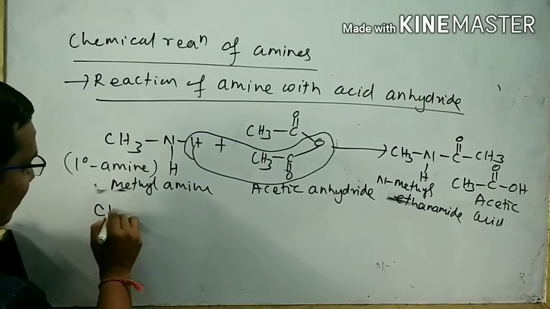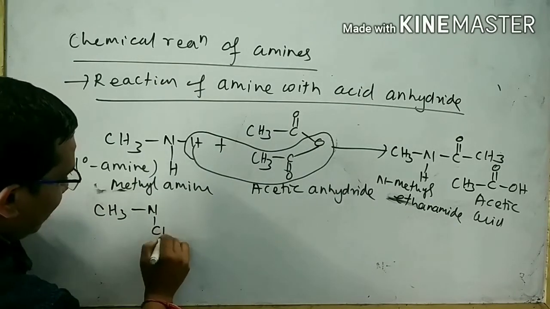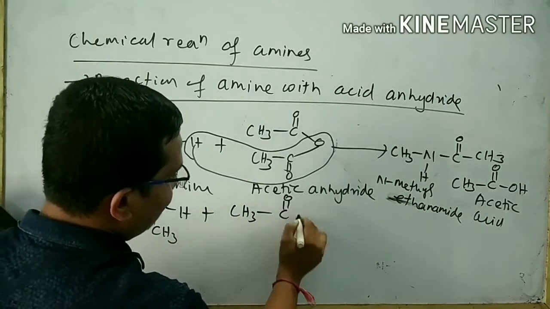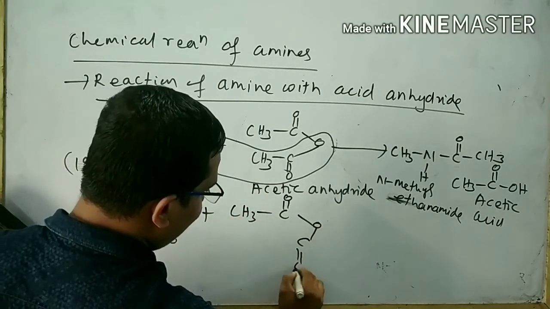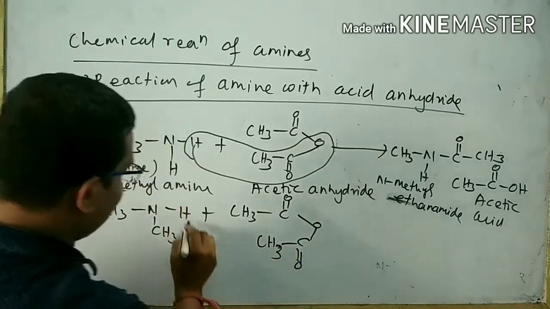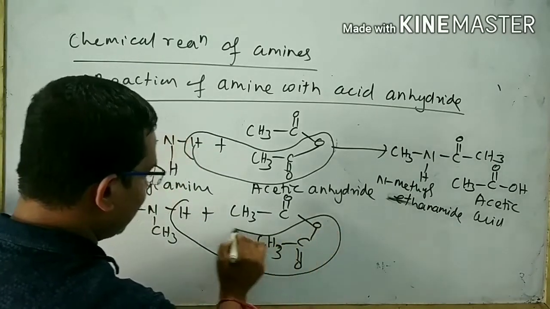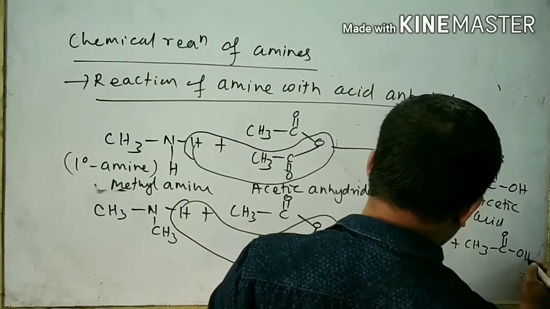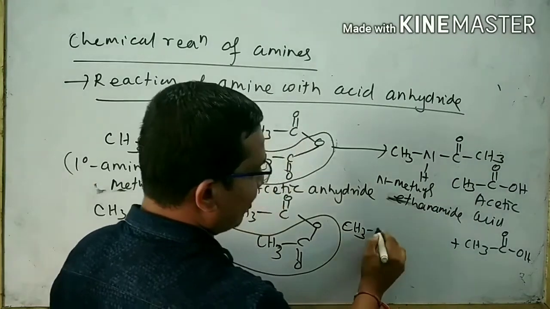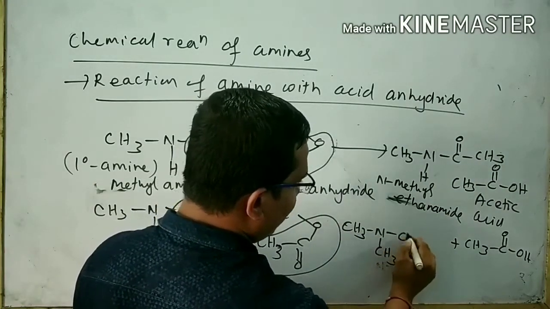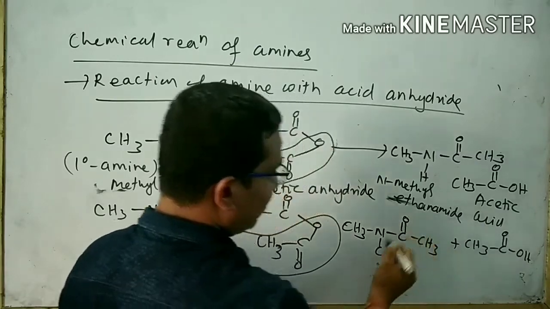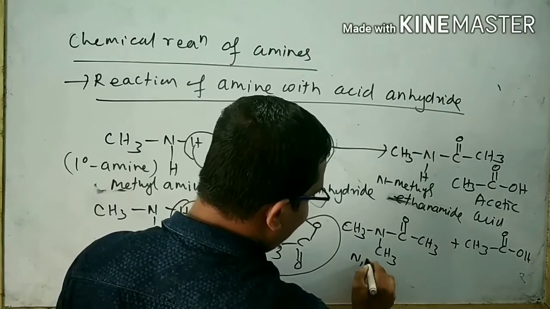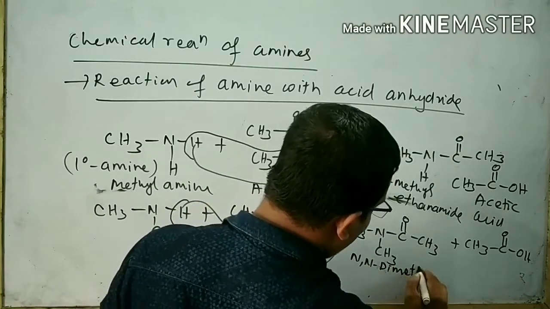Take the secondary amine, CH3-NH-CH3. When it is subjected to reaction with acetic anhydride, then what will happen? Look at that. There is loss of one hydrogen with this part and it forms the byproduct, that is acetic acid, and the main product is what? CH3-N(CH3)-C(=O)-CH3. This is the main product, and the name of this main product is N,N-dimethyl ethanamide.